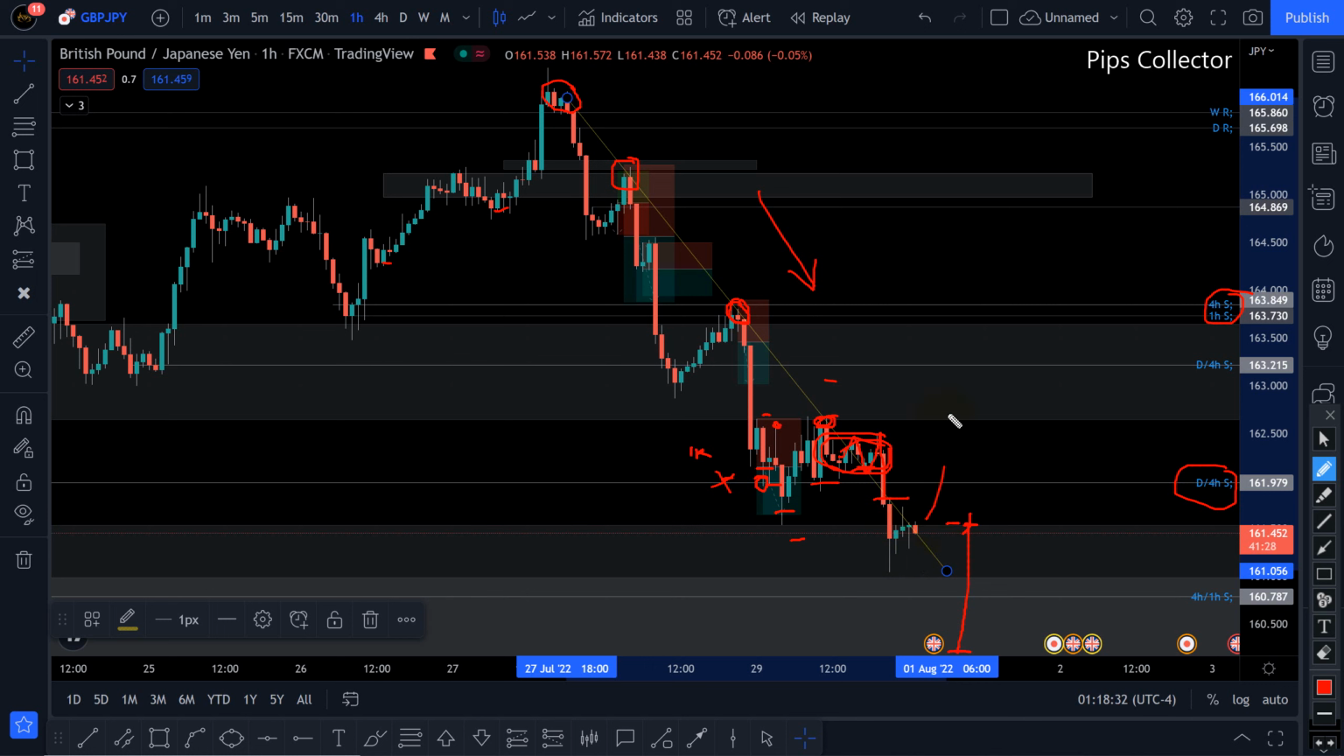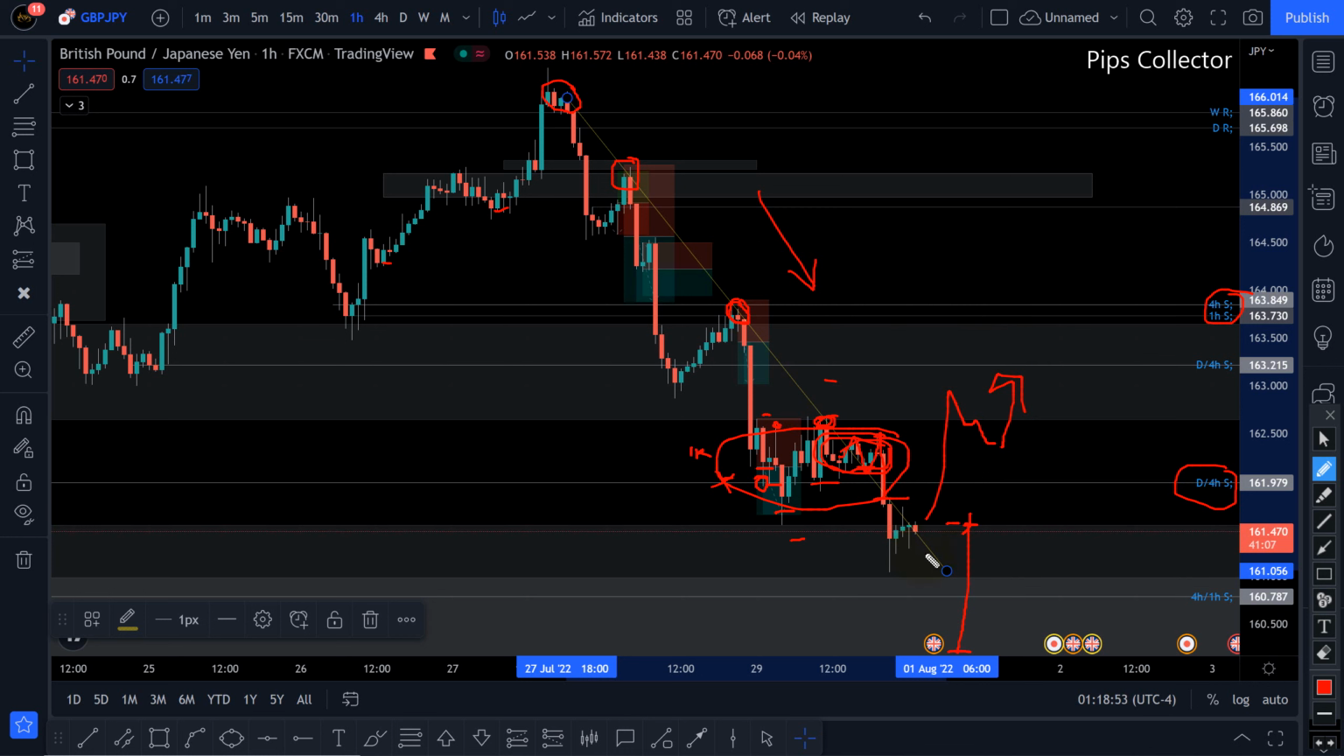I'm just going to wait for price to give me a bullish market structure. Okay, violating or taking out or bullishly breaching this zone, then I'll be looking to take what buys going up. Okay, so this is what I'm looking at on British pound Japanese yen.